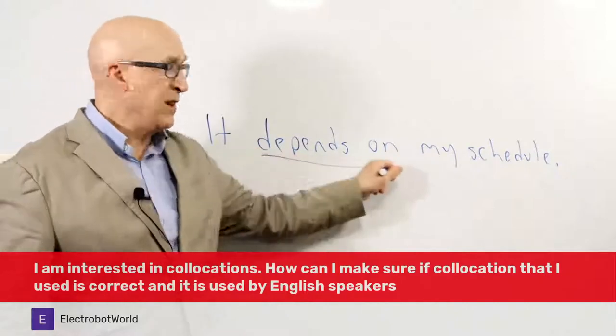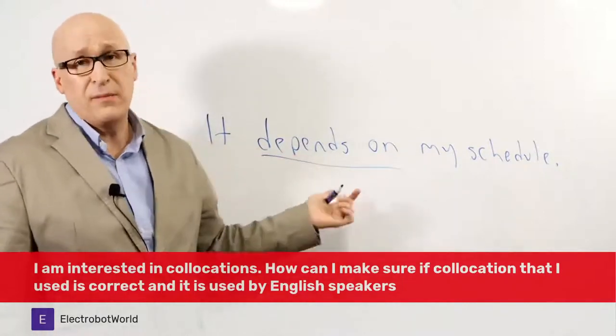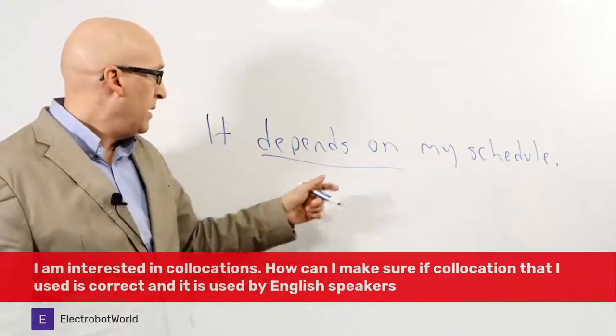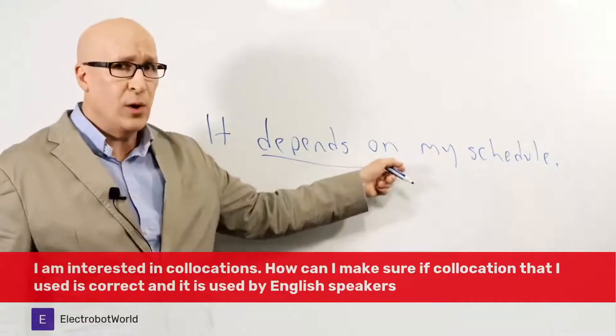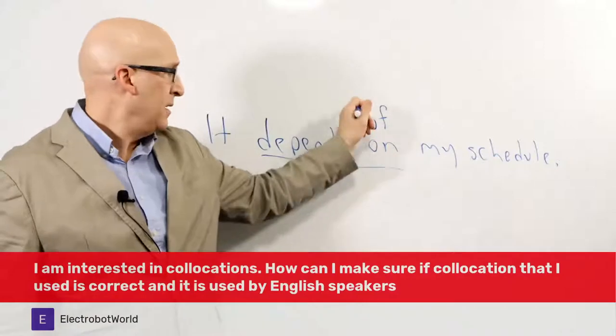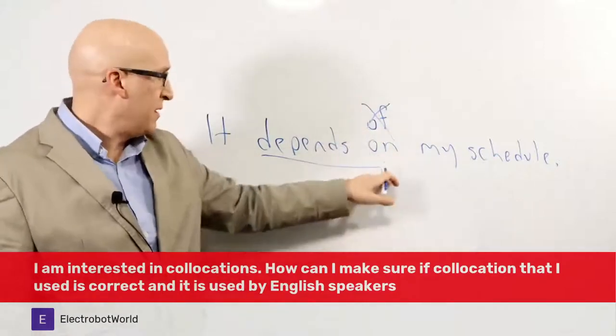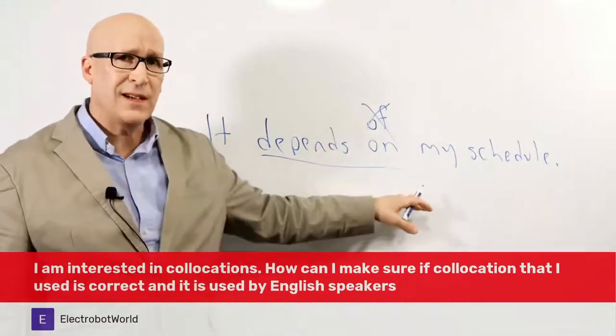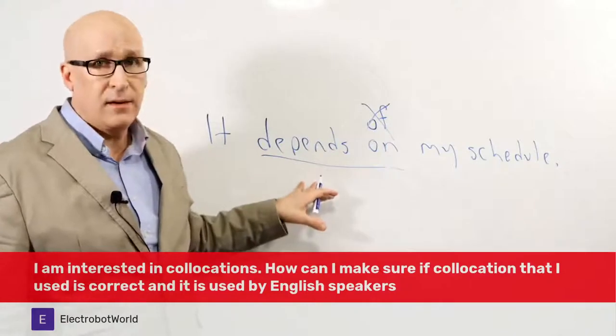This is really a phrasal verb, but it is a collocation because it's two words. And there's no other word you can use here. A lot of people say things like "depends of." In English, that doesn't work. This is a phrasal verb. It's a phrasal collocation. They always work together.